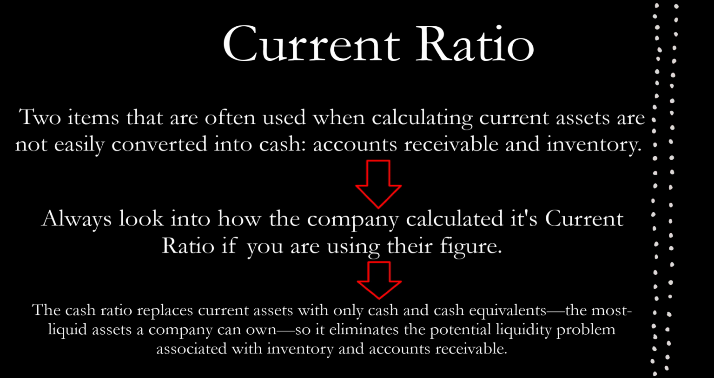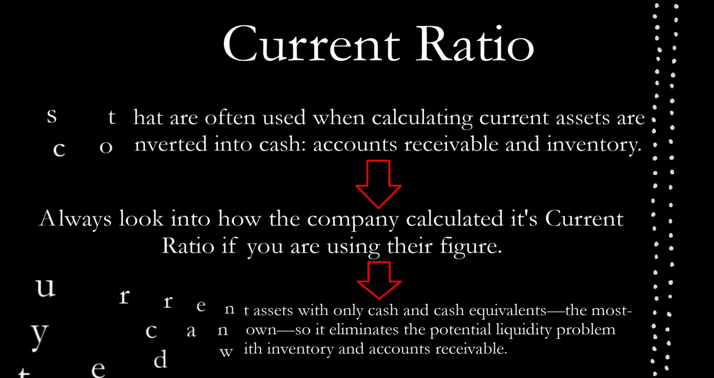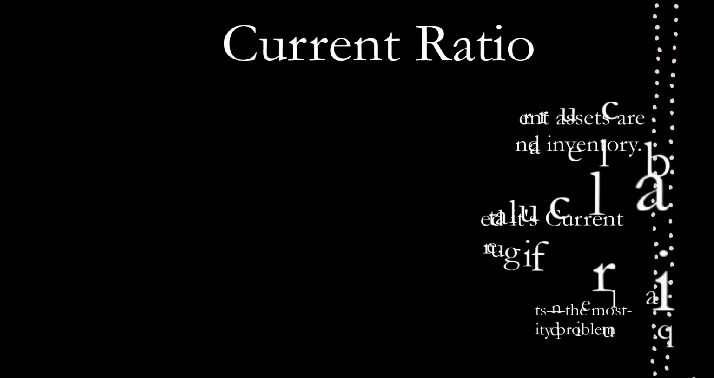A current ratio calculated for a company whose sales are highly seasonal may not provide a true picture of the business's liquidity, depending on the time period selected. That's also something to keep in mind.